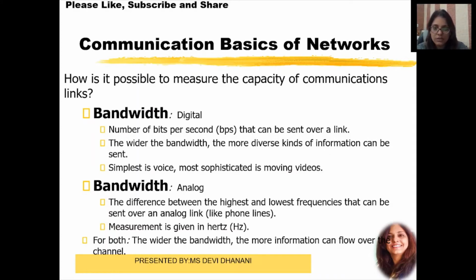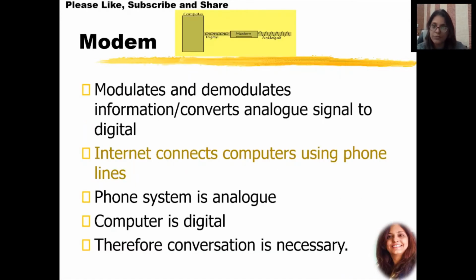So this is what we need to understand when we talk about the speed of the channel or the capacity of the communication link. For both, we need to understand one thing: the wider the bandwidth, the more information can flow over the channel. Now, this is one device which is used at every home these days generally. What it does is modem. It is a very popular term. Modem basically is a device which is connected between a computer and the phone line.